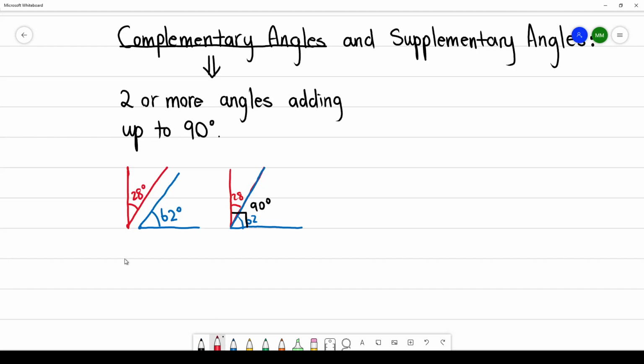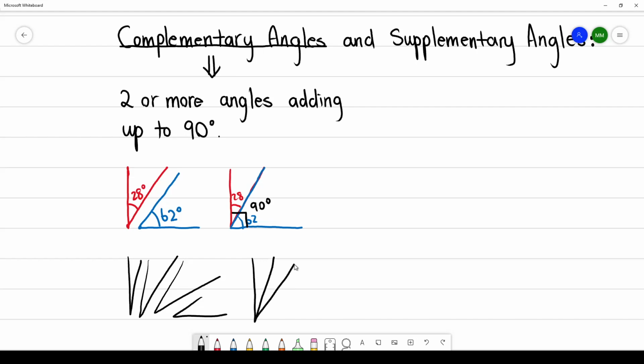You can have more than 2 angles. Like you can have this, this, this, and this. And then when you add them together, so all these angles added together, as long as they form a 90-degree angle, these 4 angles, they are called complementary angles to each other.